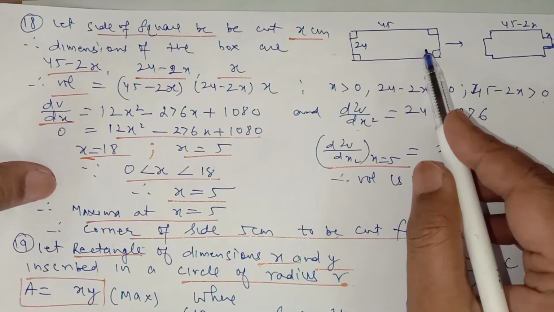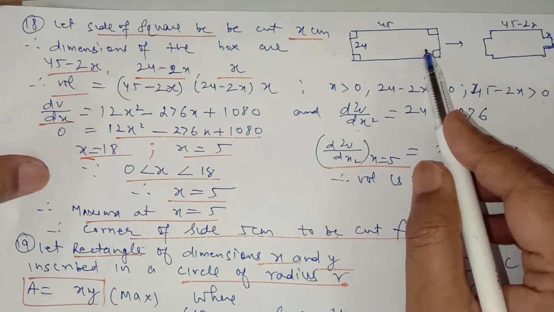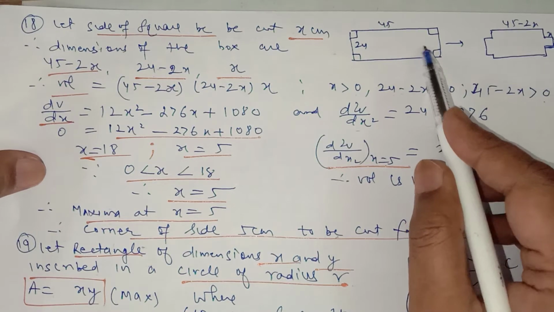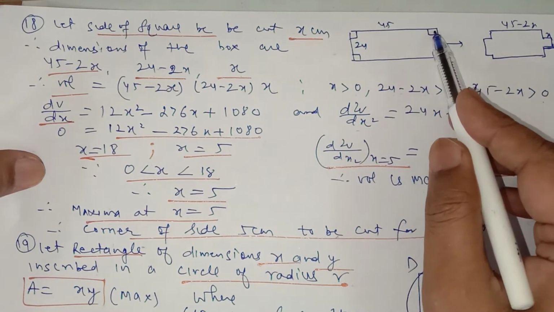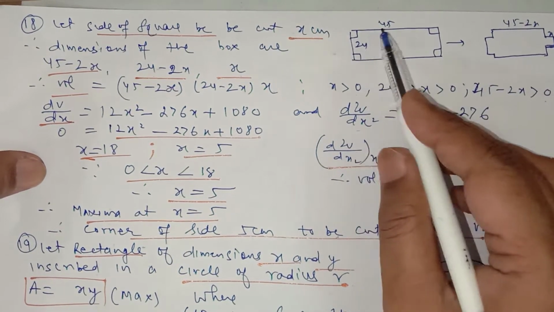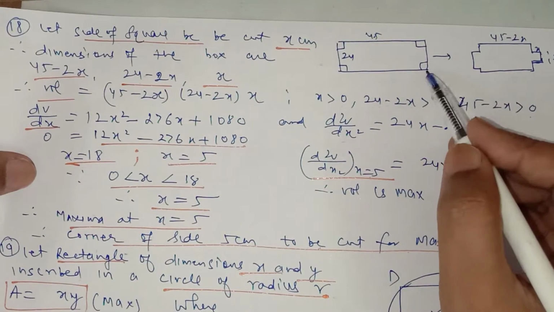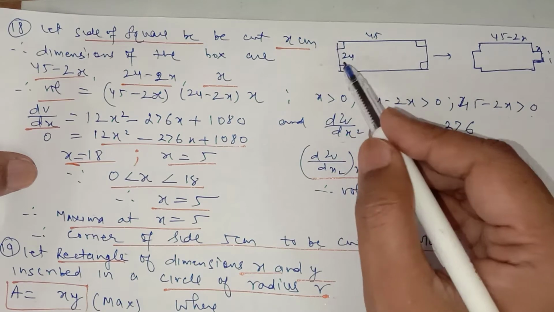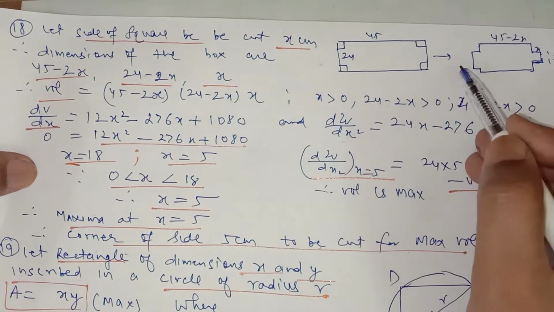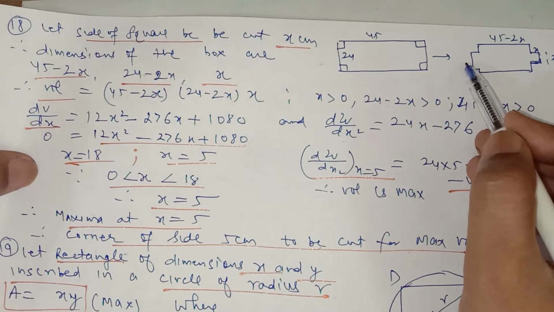So this is the rectangular piece of cardboard which is to be cut from its corner to make a box. The length will be 45 minus 2x, since x will be cut from here and here. The breadth is 24, so x will be subtracted from here, x will be subtracted from here, the breadth will be 24 minus 2x.